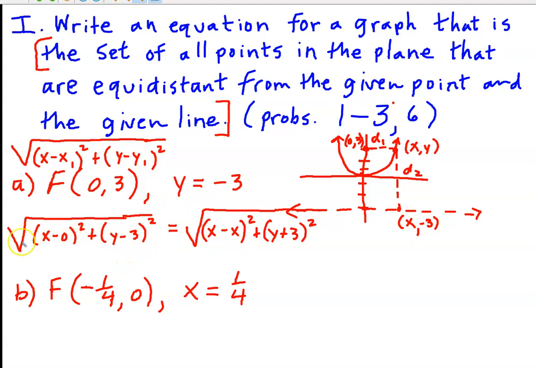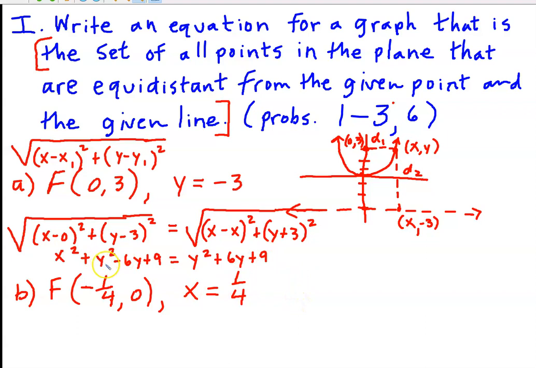All right, so the radicals have disappeared. And now let's work on simplifying. So x minus 0 squared is just x squared. I've got to square this binomial, so that's going to be y squared minus 6y plus 9. On the right side, obviously that's just 0. And then this is going to be y squared plus 6y plus 9.